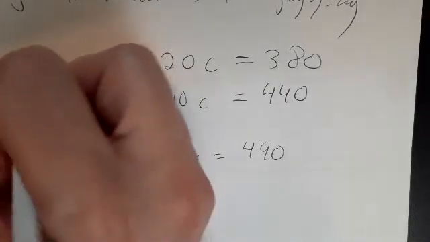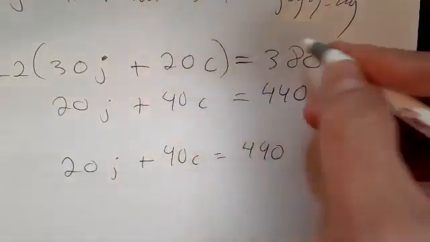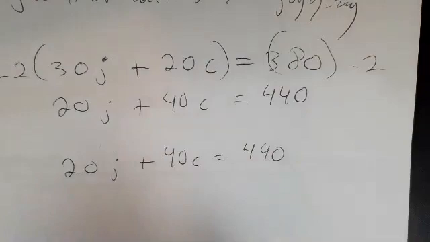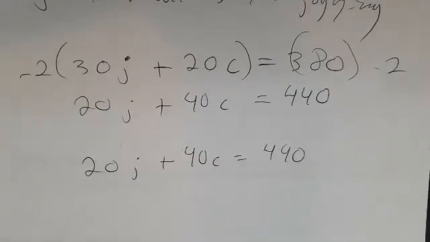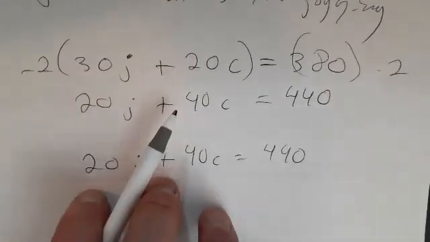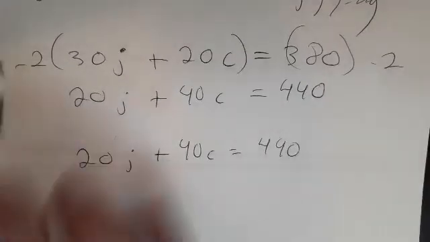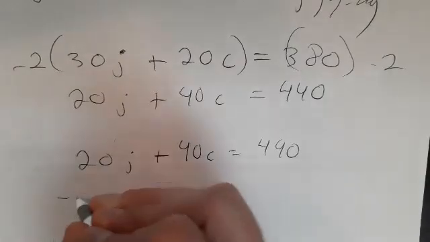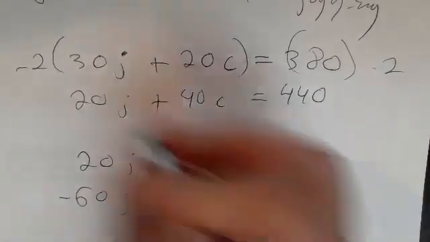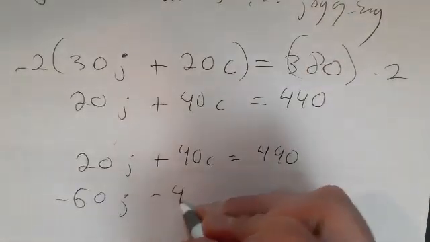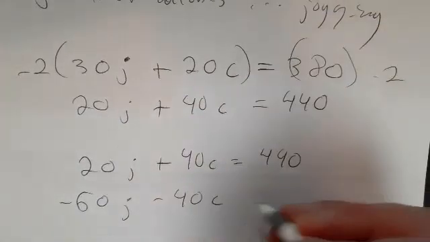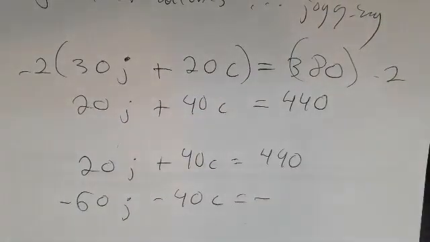And I multiplied this thing by 2. So I multiplied this side, I multiplied this side. And by a negative 2. I need it to be opposite signs with this thing. So minus 2 times 30 is going to be a minus 60J. This is going to be a minus 40C. This is going to be a minus, what is that, 760?